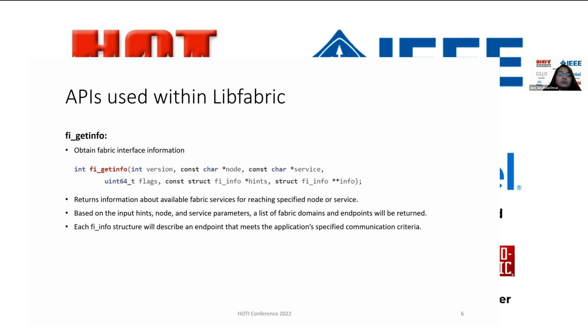In case the caller specifies null for node, service and hints, FI Get Info will return information about all providers that are available and their optimal usage models. So this is another purpose of the FI Get Info call. Now, in case no matching information is available, info will be set to null and the call will fail.